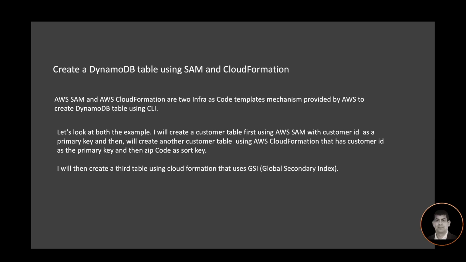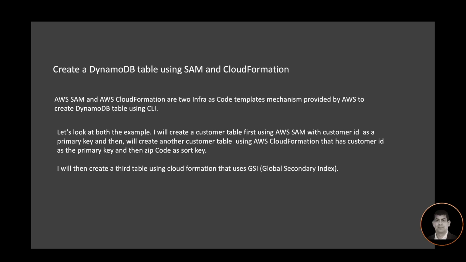If you are looking to create a simple DynamoDB table, AWS SAM will suffice. However, if you are looking for a DynamoDB table with not only a primary key, but also with a sort key and global secondary index, then a CloudFormation template is the way to go. Let's look at both examples.